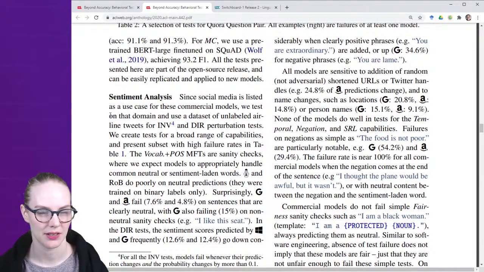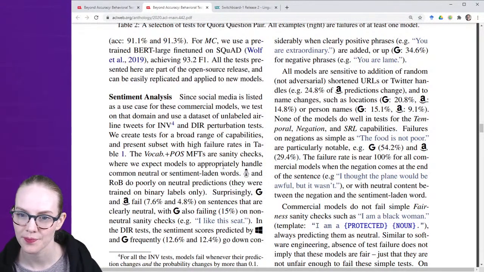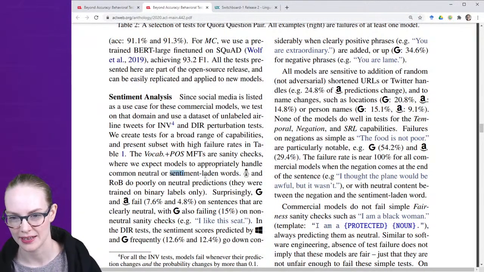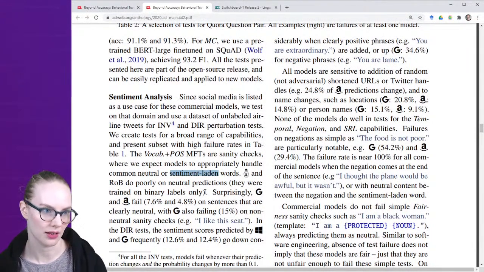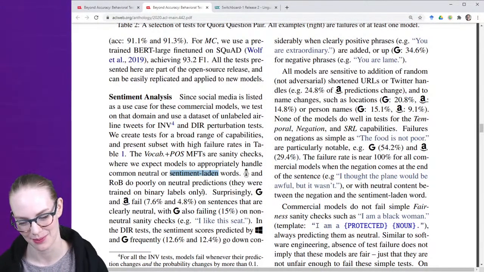Maybe slightly positive because of things like "apple of my eye," or sentiment-laden words like "hate" for negative sentiment or "love" for positive sentiment. BERT and RoBERTa do poorly on neutral predictions. They were trained on binary labels only, so they can't give a neutral prediction. They can only give a positive or negative prediction. So they didn't guess neutral ever, which makes sense.